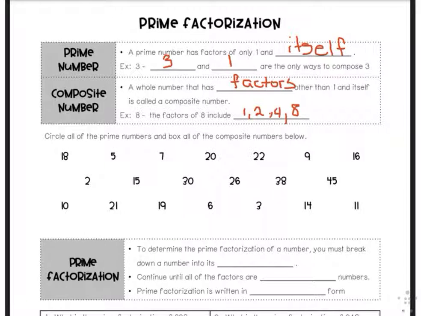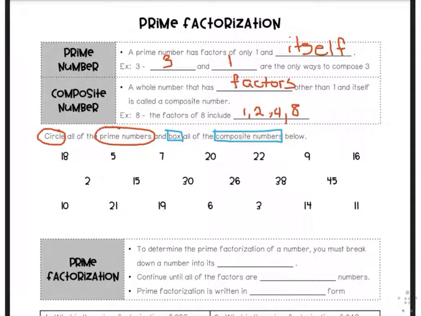Now we're going to go ahead and do this little exercise. We need to circle all the prime numbers. And I'm going to go ahead and switch the color. We are going to box all the composite numbers below. Now, a great thing to remember, prime numbers is its number and itself. So therefore, let's go ahead and look at these numbers. Let me change it back to red.